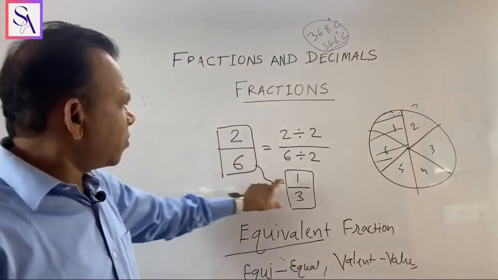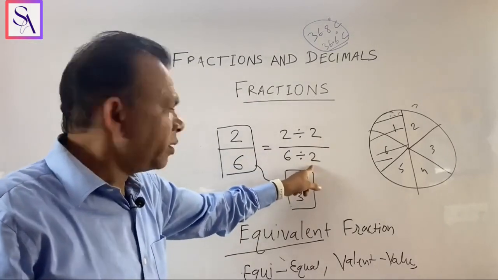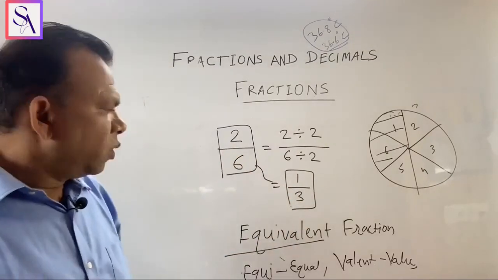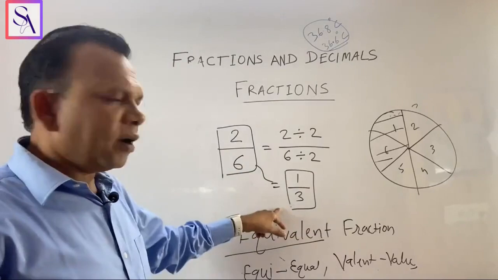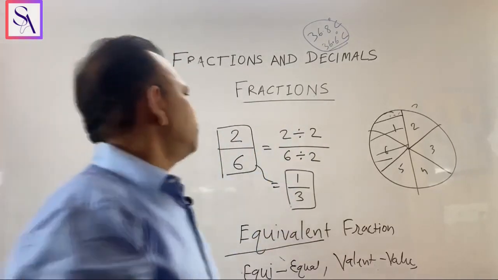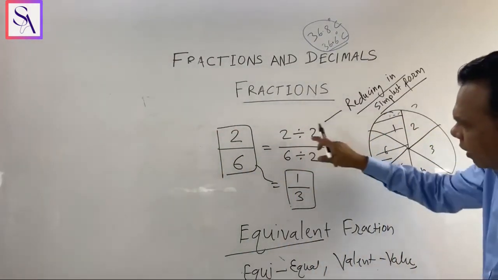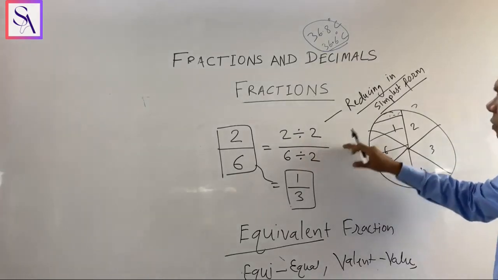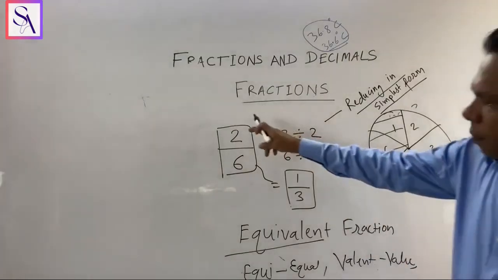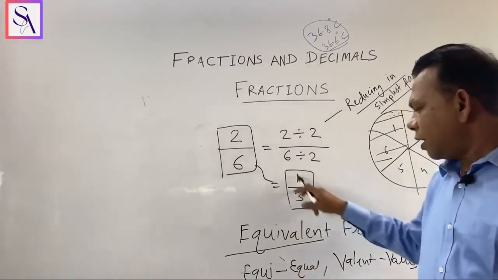So 2 by 6 and 1 by 3 both are having same value because we are doing the same operation on numerator and denominator and the value is getting 1 by 3. So 2 by 6 is equal to 1 by 3. That's why these two fractions are called equivalent, because the value of these two fractions is the same, just reducing it. So it is called reducing in simplest form. So dividing by 2 to numerator and denominator means that we are reducing in simplest form. That is, simplest form is 1 by 3. So 2 upon 6 can be written as 1 by 3 as well. Both have same value. Both are equivalent fractions.